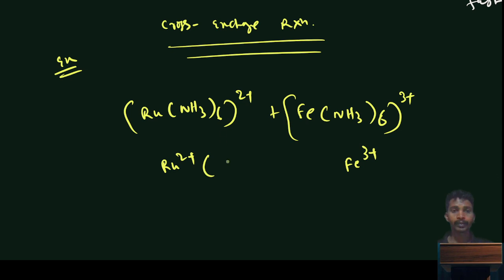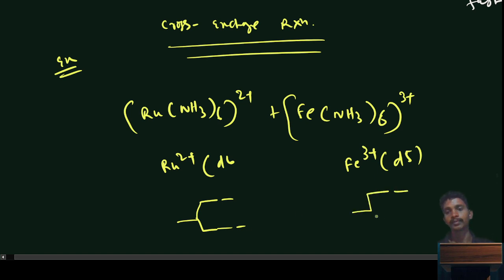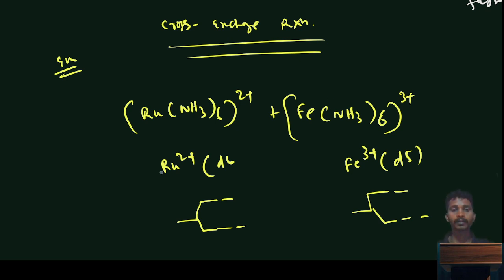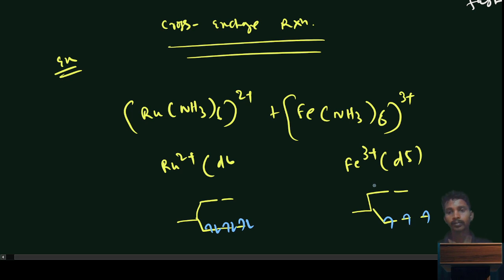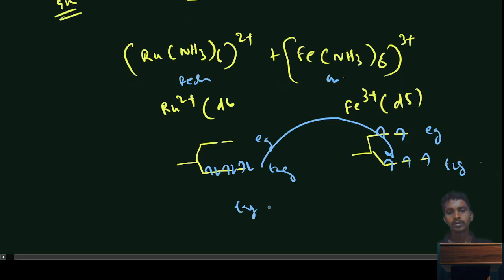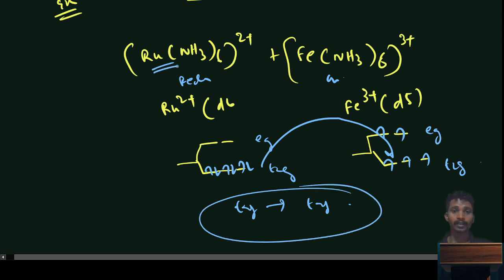Which type of group is this? Iron group. So this is d6, this is d5, and this is always a low spin complex, and here it will be a high spin complex. So this is 1 2 3 4 5 6, and this is 2 3 4 and 5. Okay, so this is easy. This is the reductant and this is the oxidant. Electron transfer goes from reductant to oxidant, so t2g to t2g transfer will happen. These cross exchange reactions are generally faster.